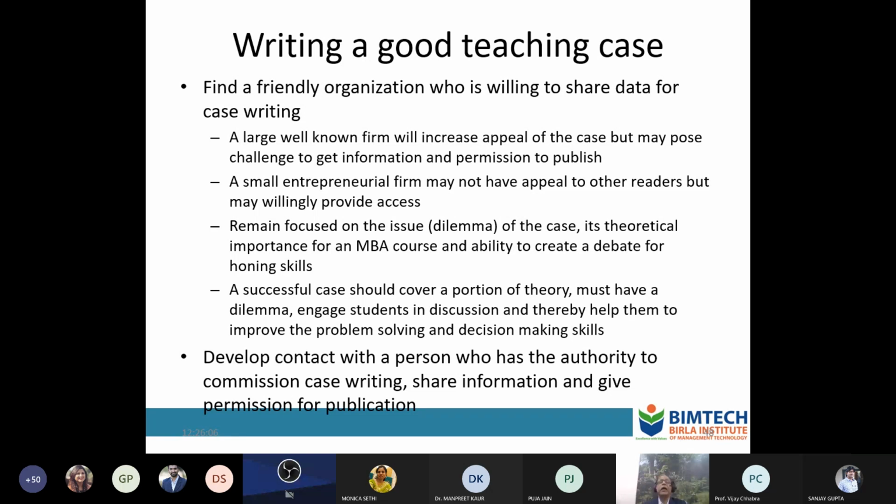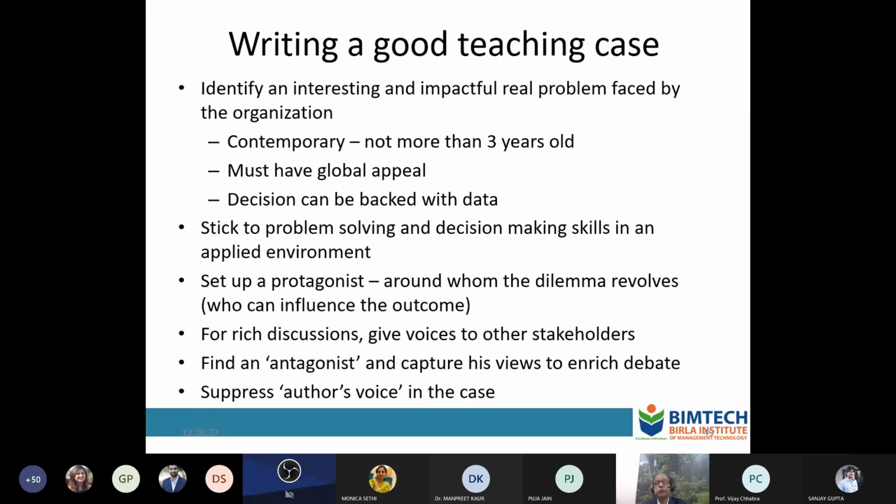Now, I have discussed that to make an interesting and impactful problem selection, look at the organization. You can look at three levels. You find out the organization processes. You look at the processes that go on in a person's mind, or you can look at a process where improvement is needed or some defects are there. These are interesting problems. It has to be contemporary. It must have global appeal, because the same case should be used in other places also. So even if you are writing on an Indian context, you should make it important for a global audience.